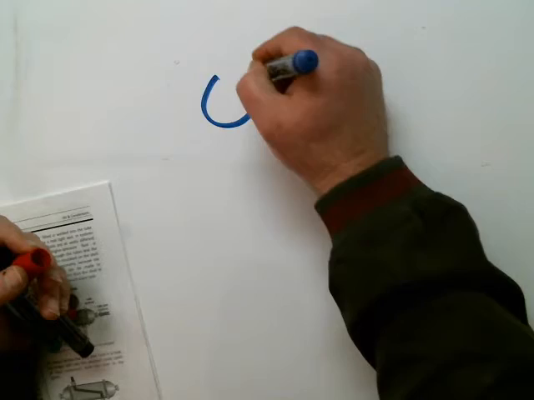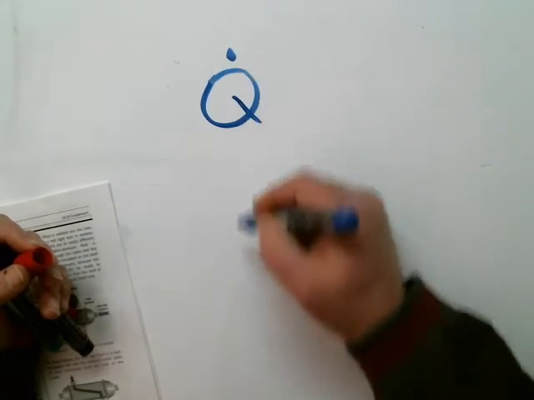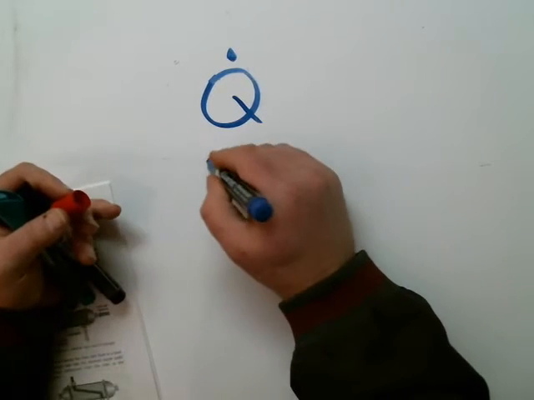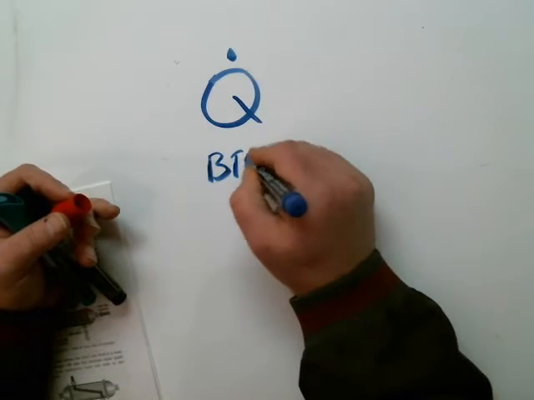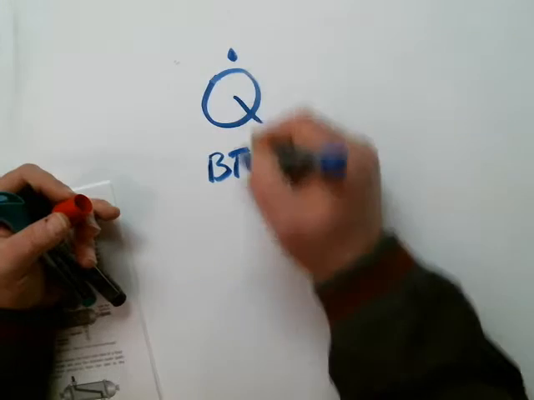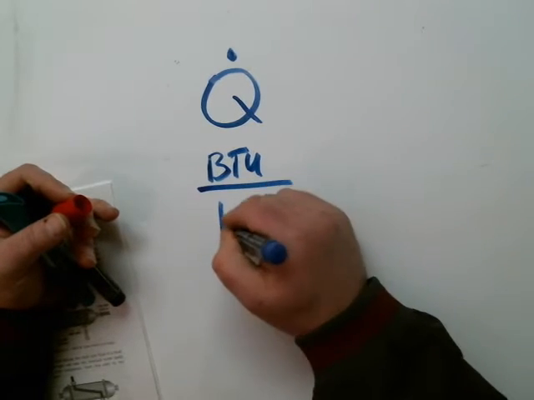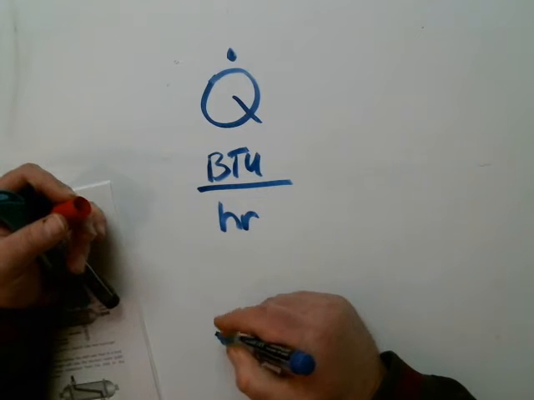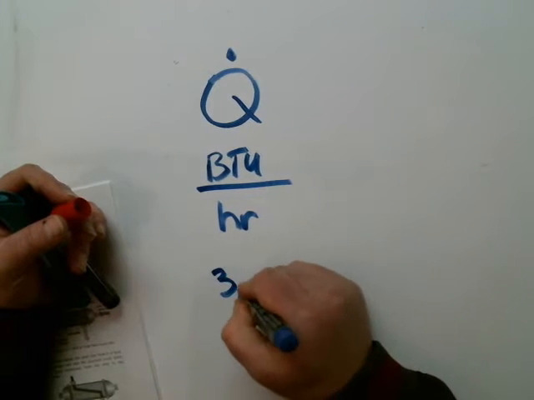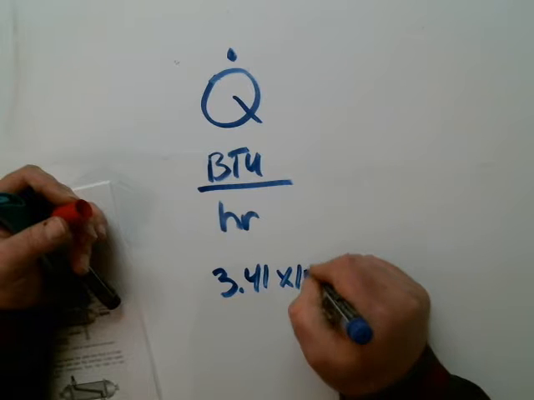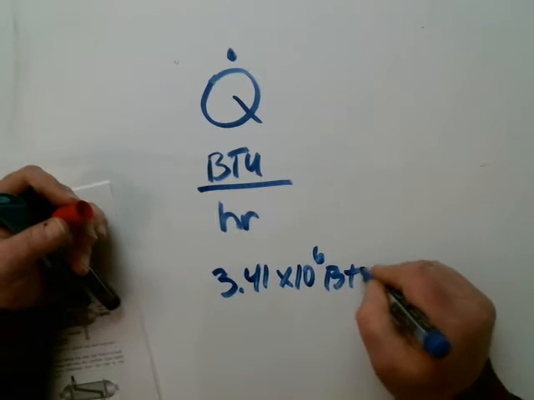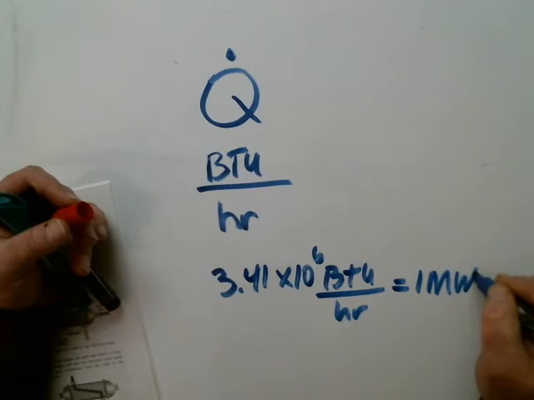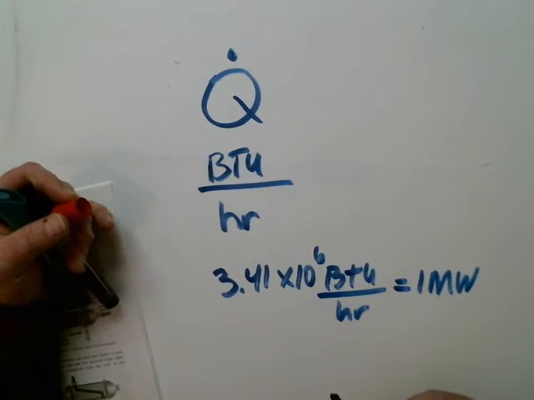First equation we're going to look at is Q dot. First of all, we have to know what that is in terms of the unit. That unit is BTUs per hour, and that's what the dot means, per unit time. I can always convert BTUs per hour to megawatts with this conversion. There are 3.41 times 10 to the 6th BTUs per hour in 1 megawatt. That's on your NRC equation sheet, so don't forget that.